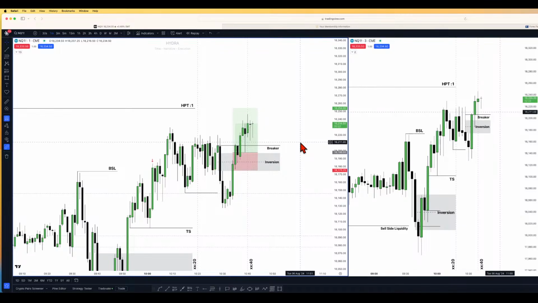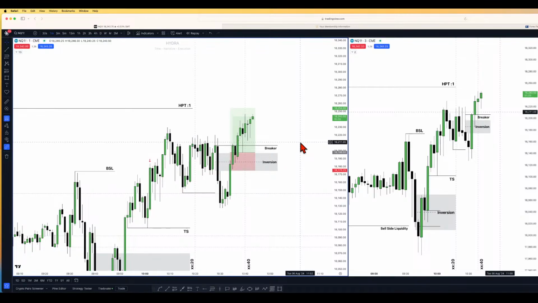Best day of the week. I did not make any real money on this trade. I took it on my Evolution account, but still, nice call, nice management, right? You gotta take what price delivers, guys.